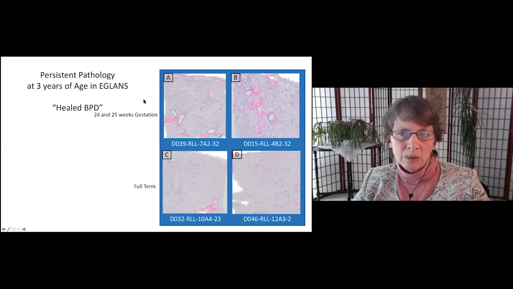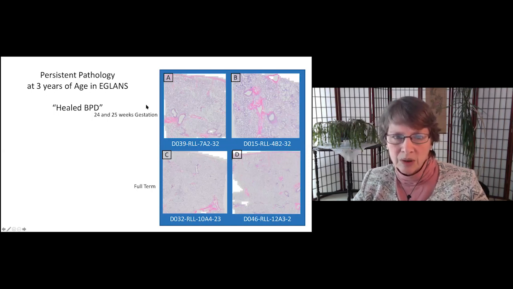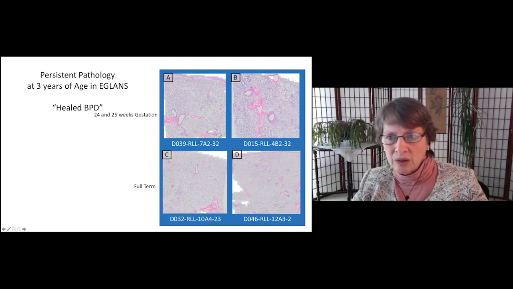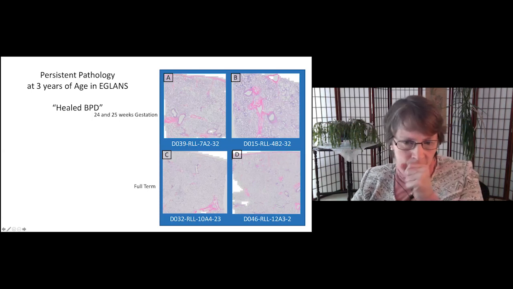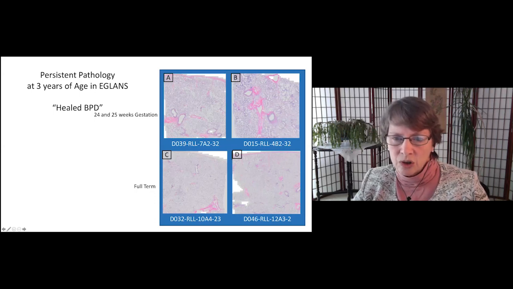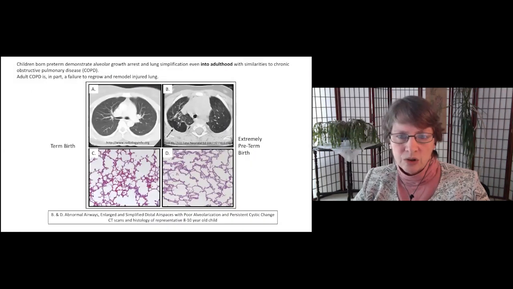Children with BPD, their lungs are not normal, even though they become less symptomatic. This is just an example in a 24-week infant, and then a 25-week infant, now at 3 years of age, that still have simplification of their alveolar structure as compared to lungs at 3 years of age that were born full term. So how do we get this alveolarization to resume properly in the prematurely born infant? That's my challenge to you.